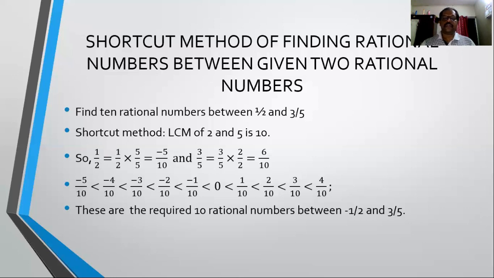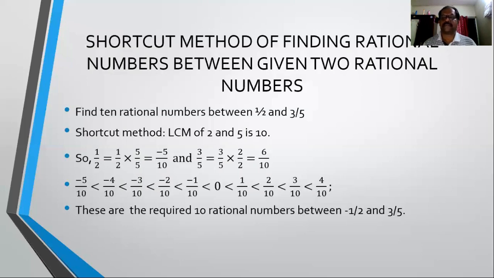Dear students, in this way we can find infinitely many rational numbers between the given two rational numbers. So students, hope you have understood the concepts we have seen today. With this example we will stop today. We will continue the remaining part of this topic in the next video. Till then, just practice this example.